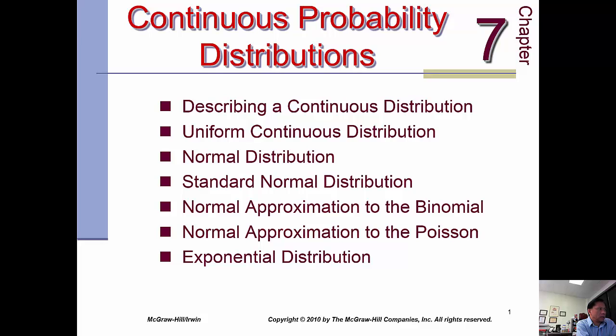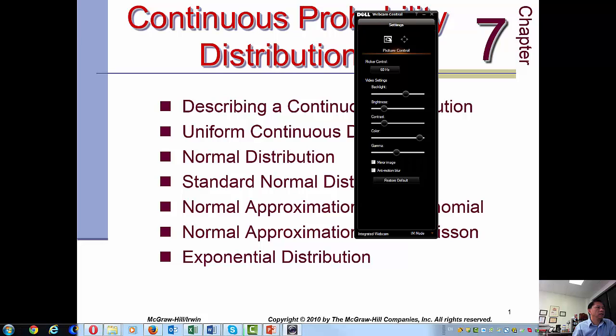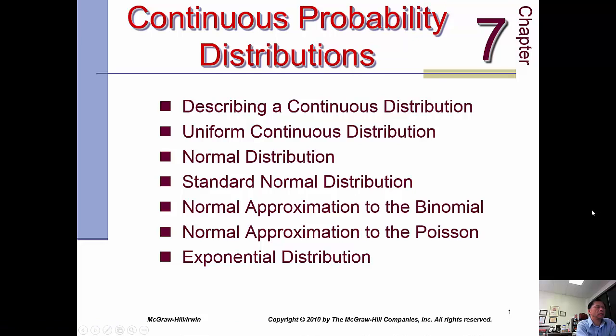Chapter 7, Continuous Probability Distribution. In Chapter 6, we talked about the discrete probability distribution. In this chapter, let's talk about the continuous probability distribution. We talk about the uniform continuous distribution, normal distribution, standard normal distribution, normal approximation to the binomial, normal approximation to the Poisson, and exponential distribution.